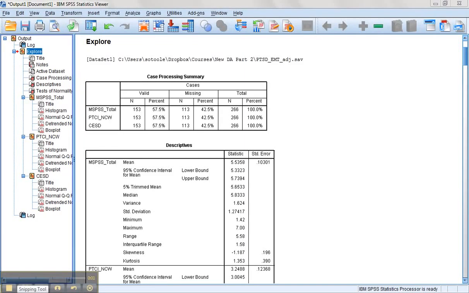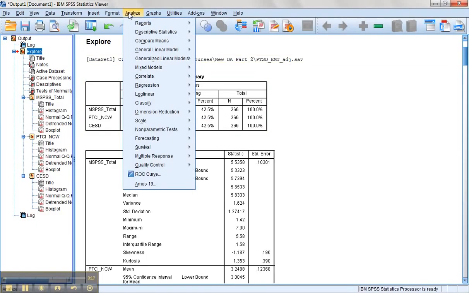All right, in assessing the data part 1, we noticed that we had a lot of missing data. 42.5% of our cases appear to be missing. 113 people have been excluded from this analysis because of missing data. So let's go back and run that same Explore feature over again.